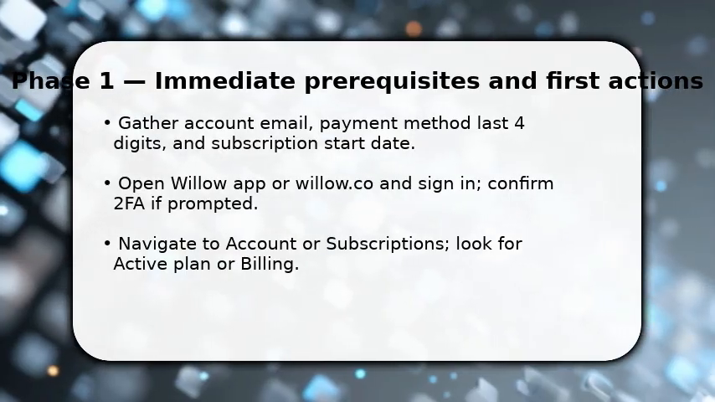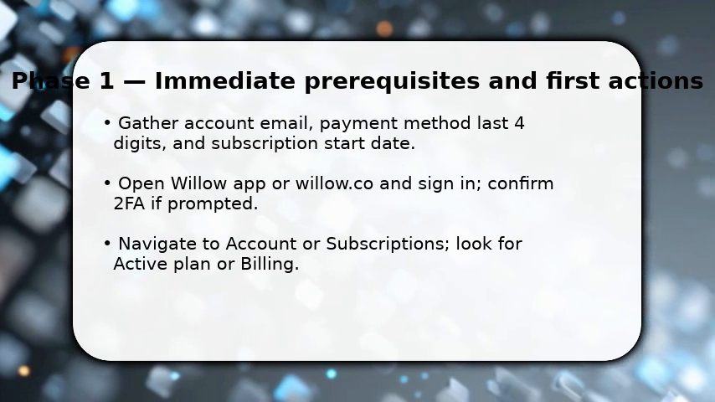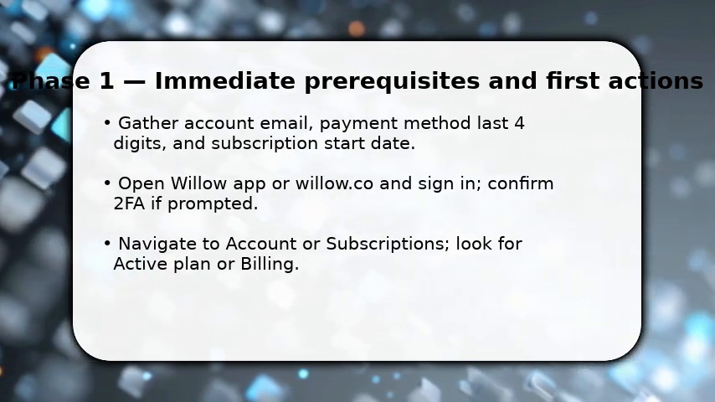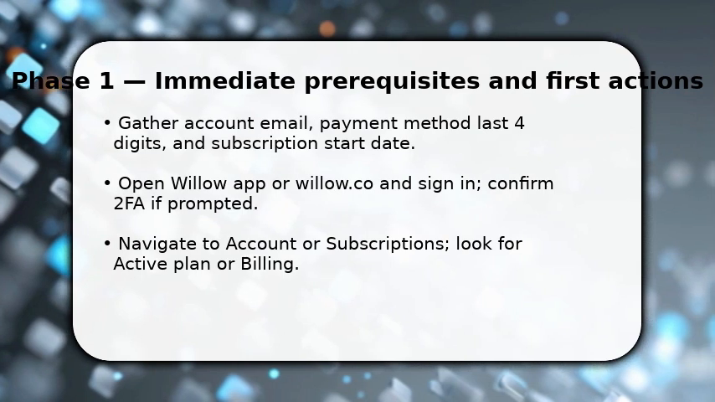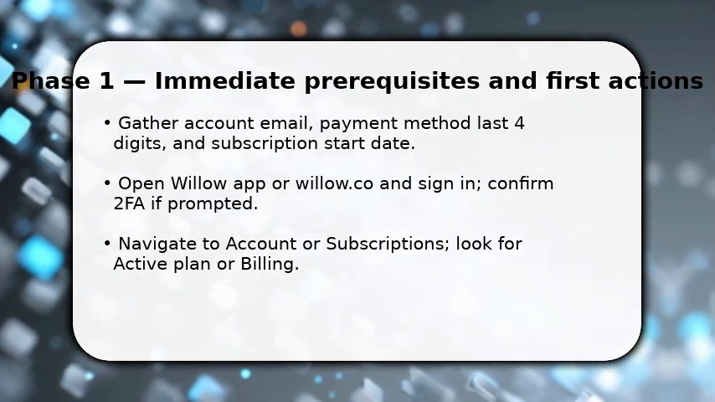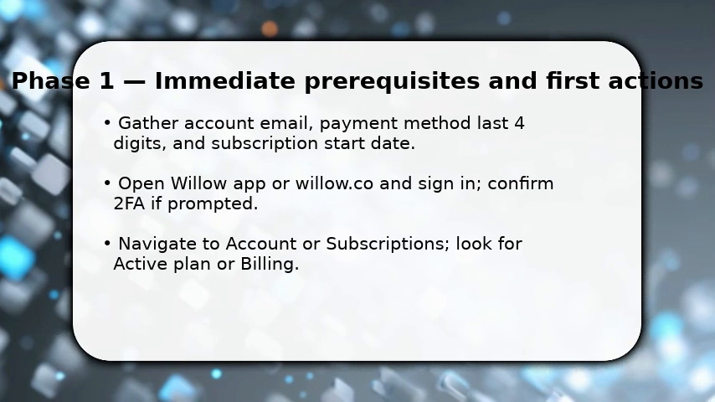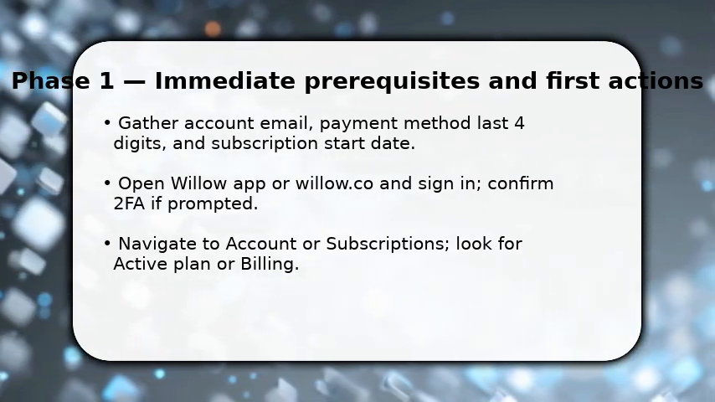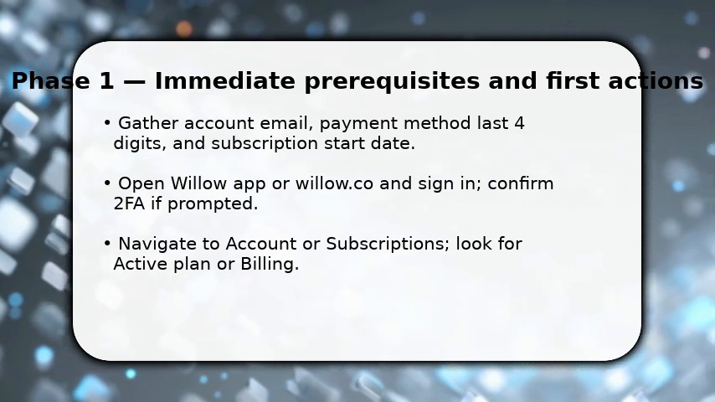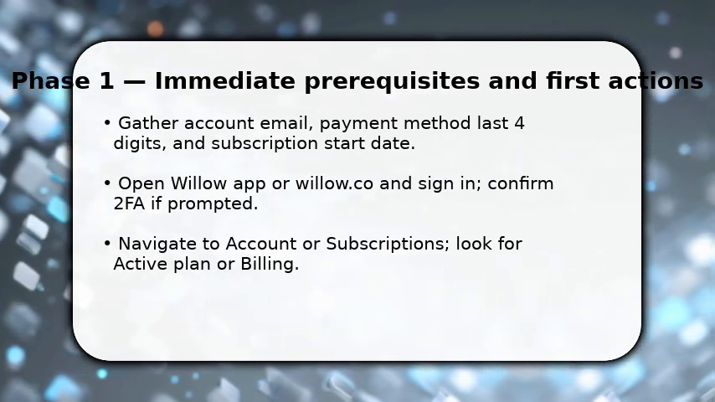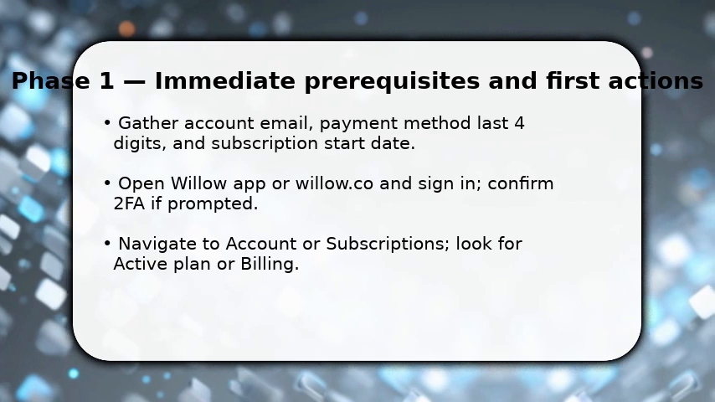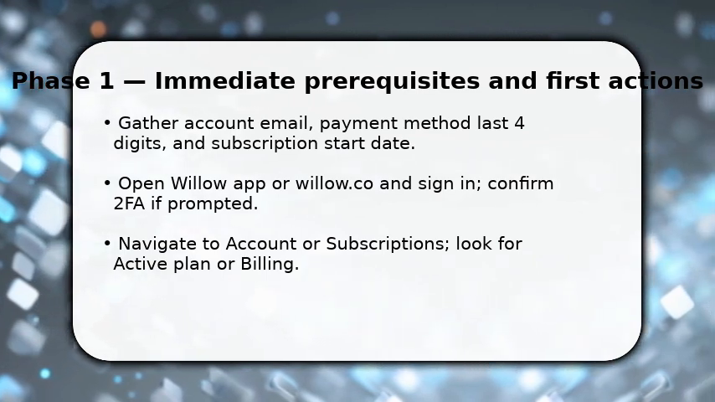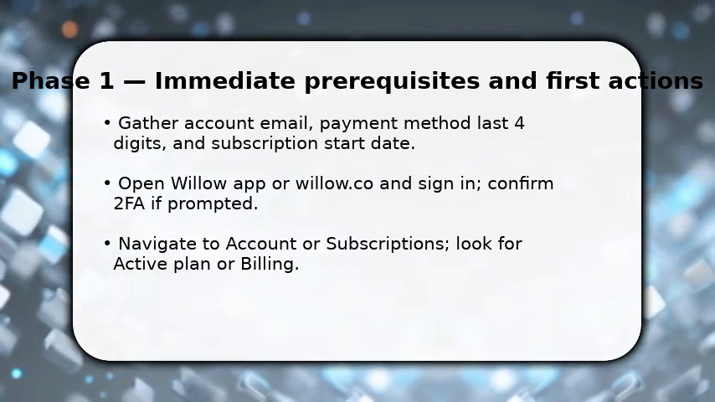You're signed in, good. First, gather your account email, the last 4 digits of the card on file, and the subscription start date so you can confirm identity quickly. Open the Willow app or visit the Willow account page and sign in. If 2-factor prompts appear, complete them now so you don't get locked out. Once done, go straight to account or subscriptions because that's where cancellation controls live and where billing records are kept.